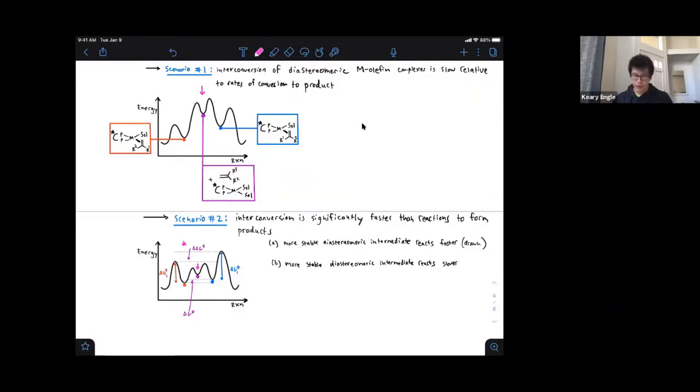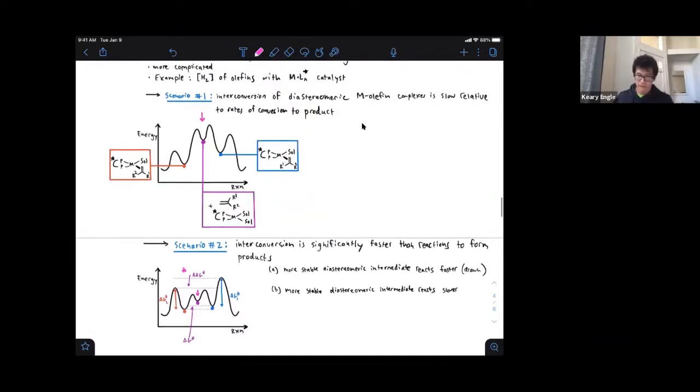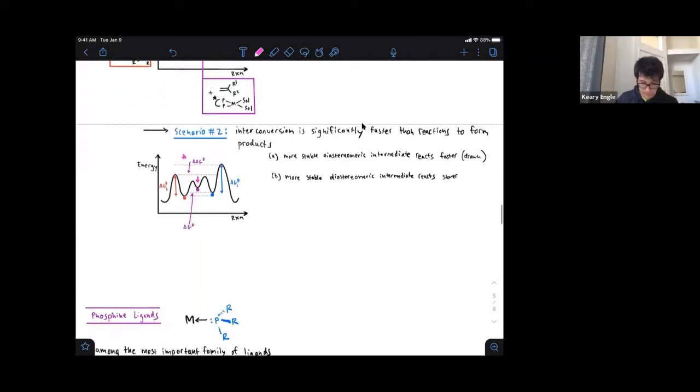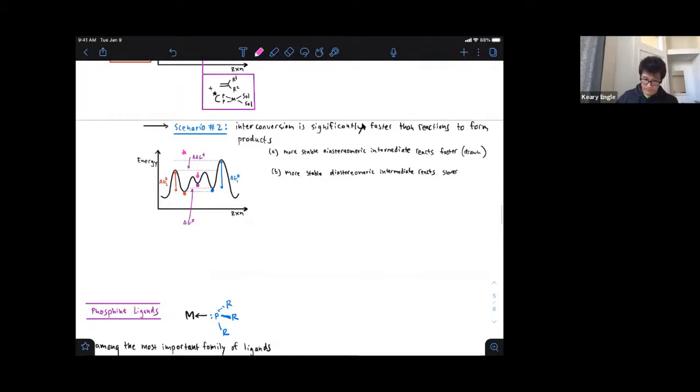And so this general phenomenon of more complicated processes with reversibility happening prior to an enantiodetermining step is called Curtin-Hammett control. Any questions on that?